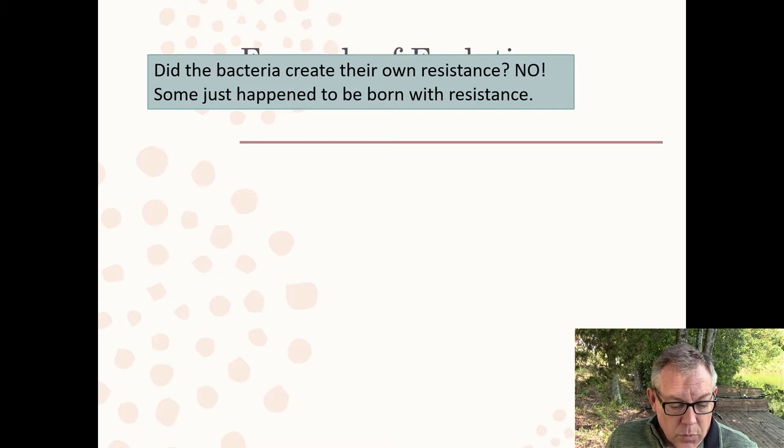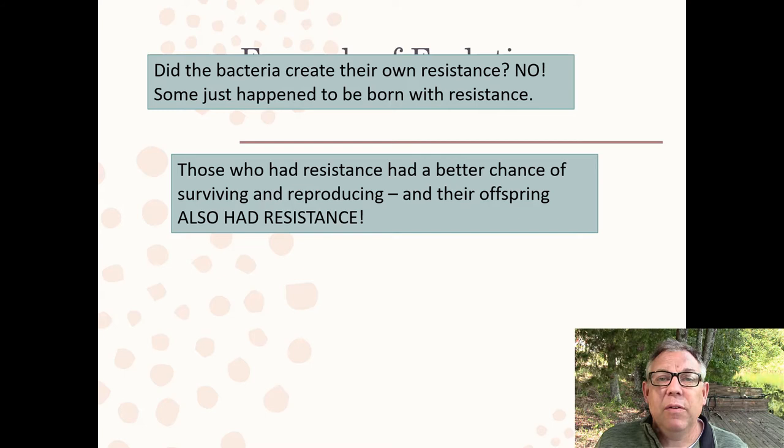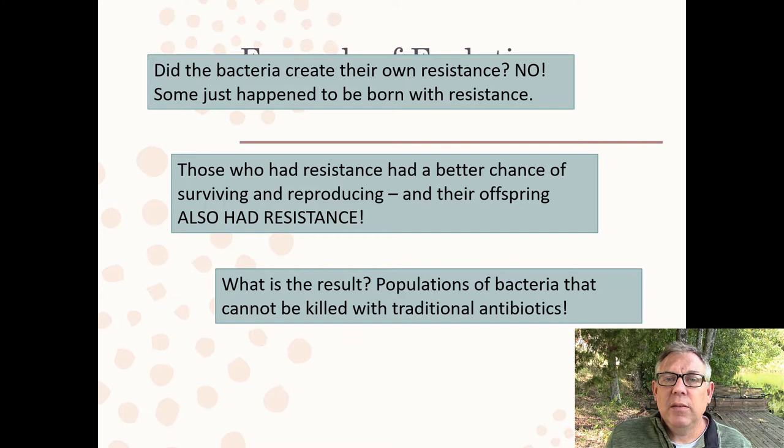If you are resistant, then you've got a better chance of surviving and reproducing. It doesn't guarantee you're going to survive and reproduce, but you've got a much better chance because you're not going to get killed by this antibiotic. But if you reproduce, your offspring will also have that resistance. And so that's how you can get more and more resistant bacteria. And so the result is populations of bacteria that can't be killed with traditional antibiotics. And this is something that we all have to deal with.